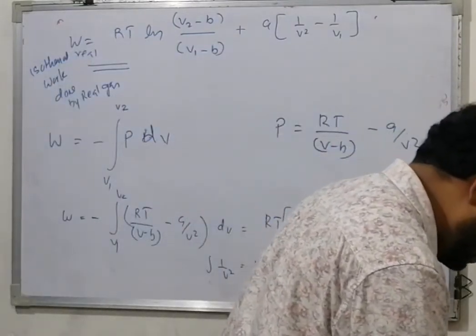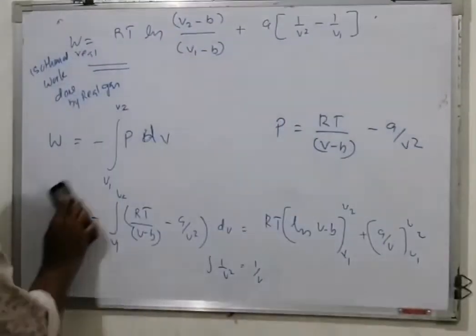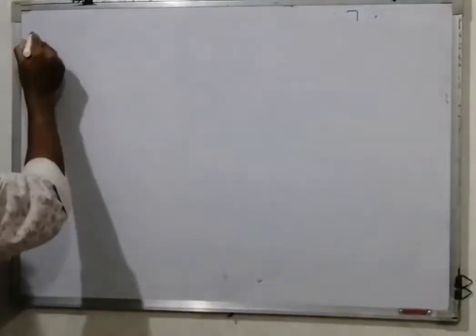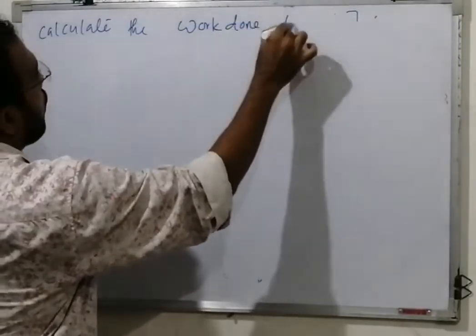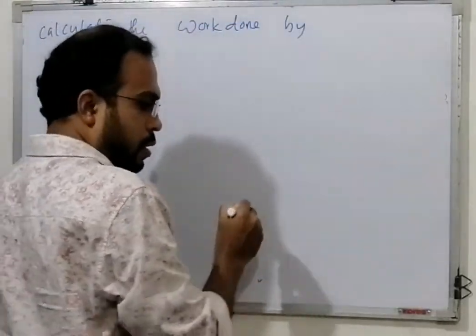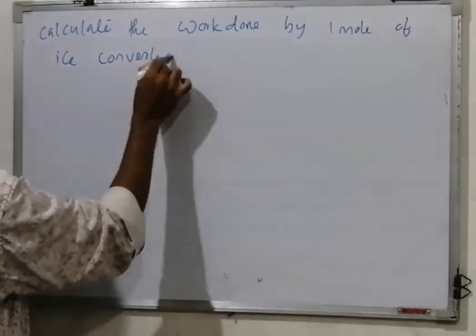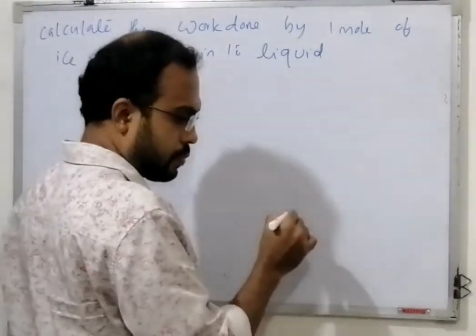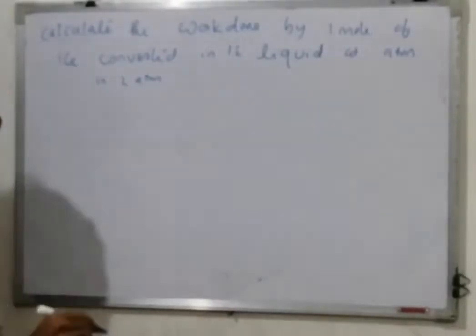Now I will go to another question. With one question we can finish this topic. Calculate the work done by 1 mole of ice converted into liquid at 1 atm, in liter atm. Okay.